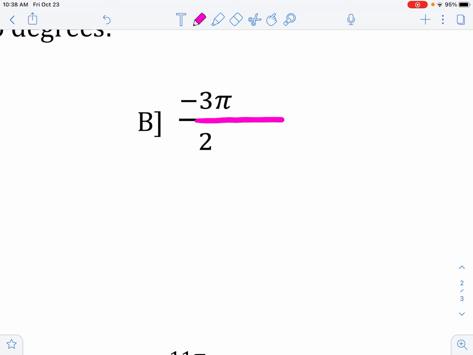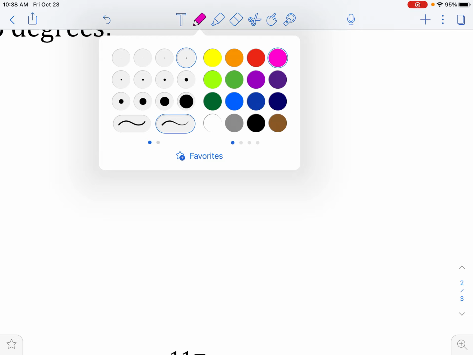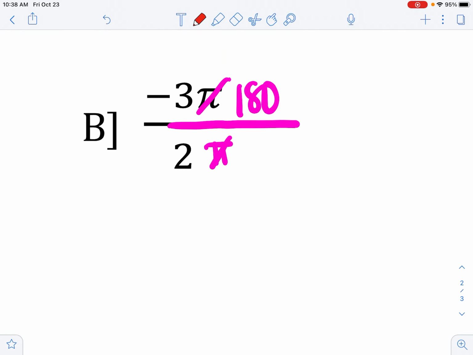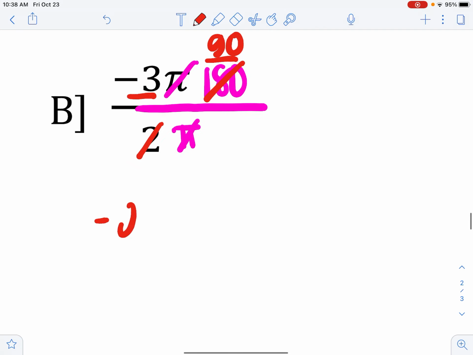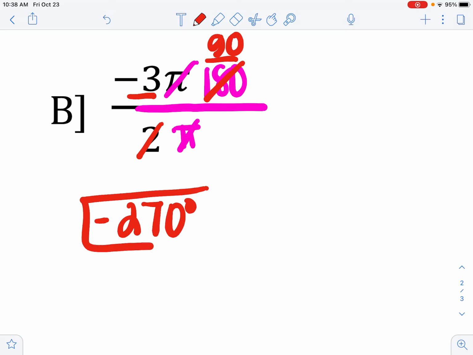Once again, I need to get pi out of my answer, so I'm going to divide by pi and multiply by 180. Pi's cancel. Now, realize I have to multiply these two numbers and divide by this number, but it doesn't matter the order that I do it in. What I like to do is divide first to make the number smaller before it gets bigger. So I say divide by 2. This is divisible by 2. 2 goes in there 90 times. And then negative 3 times 90 is negative 270 degrees.